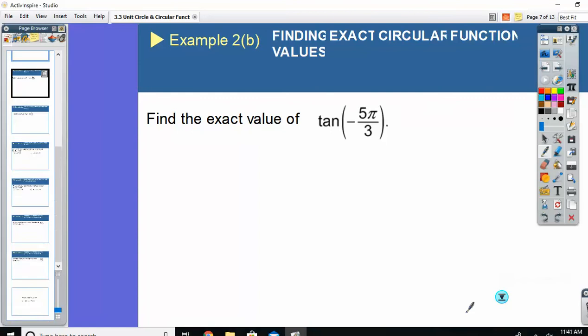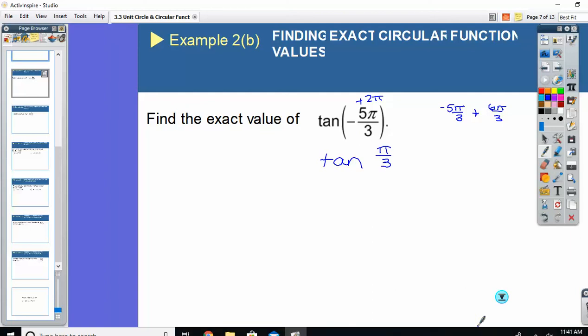A lot of you messed this up because you looked at that and you said 5 pi over 3, that's quadrant 4. And you were wrong because it's a negative 5 pi over 3. What do we have to do if it is a negative angle? Add 2 pi. You could use your calculator, or you could think like 2 pi would be like 6 pi over 3. So you get tangent of pi over 3. What quadrant is that? Quadrant 1. So we're just evaluating.